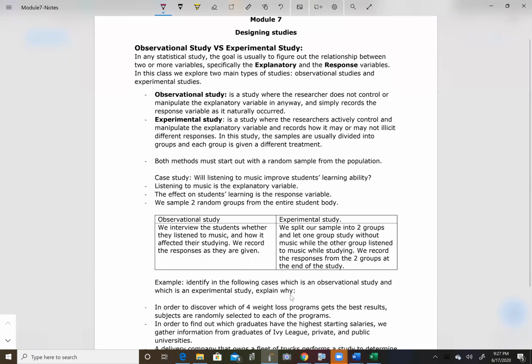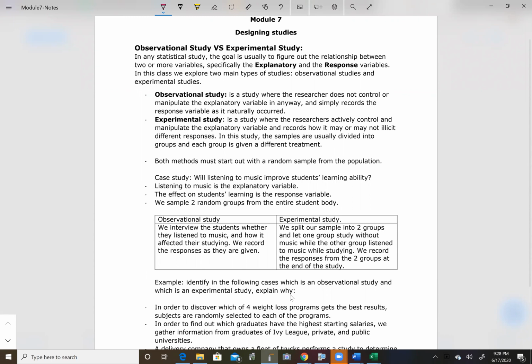All right, you guys, our last module before our first exam, not too much. You would probably be able to just get this by reading through it, but let's go through some of this together. We're talking about observational studies versus experimental studies. And I'm just going to go ahead and read this first paragraph.